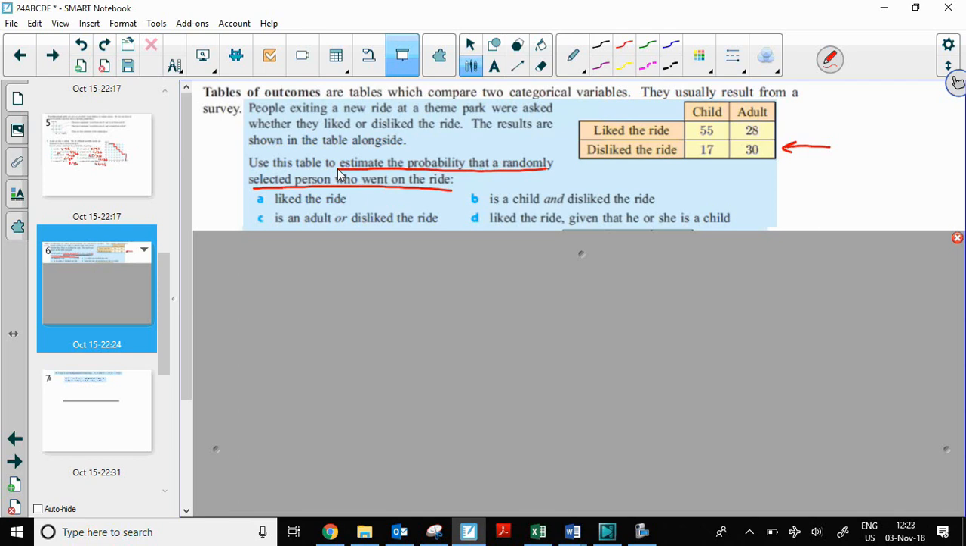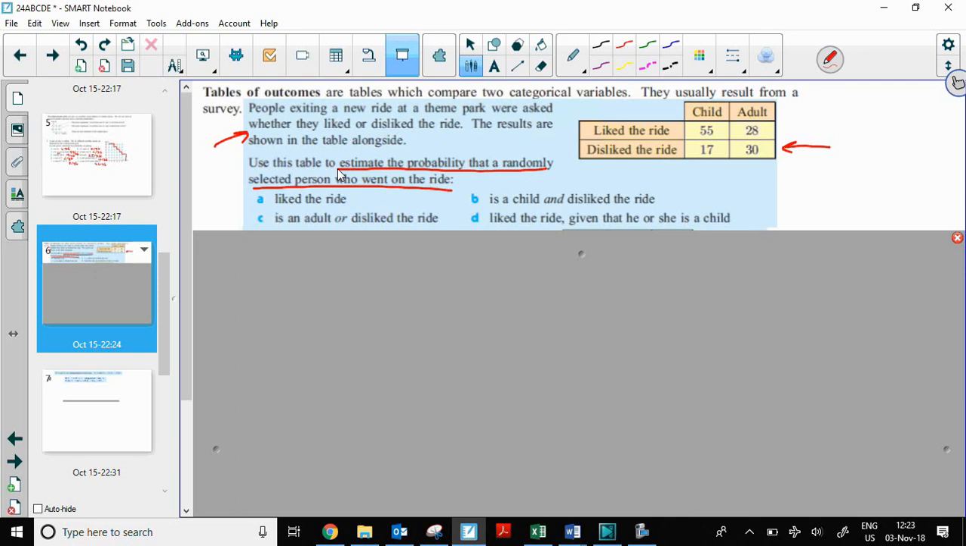It's saying that we're going to estimate the probability because we're not actually surveying everybody here. It's very unlikely that this is a complete census of data of people riding the ride. This is probably just a sample of some riders. So we're going to estimate the probability that a randomly selected person from all of those who rode the ride would have liked it or not.